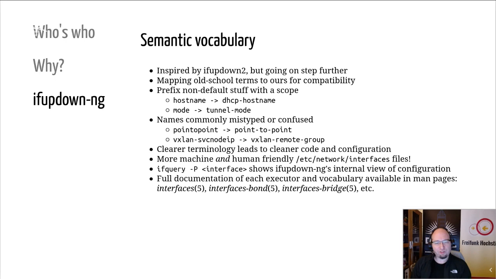ifquery got a -P flag where you can see what ifupdown-ng thinks about the configuration. So what's the result of the mapping we do internally and the logic we process. And we have extended documentation for every feature we have and for every scope we have. So I think there are ten-ish interface-dash-something man pages for bonds, VLANs, bridges, VRFs, etc., which I guess makes it easier to use than the current implementation, where you sometimes have to search for what are the options which can be configured.